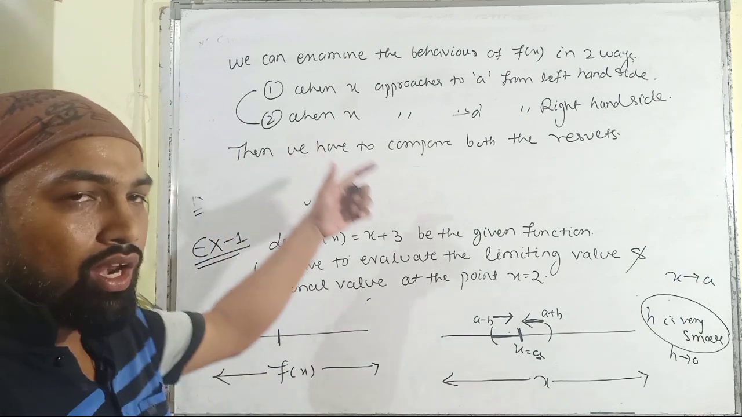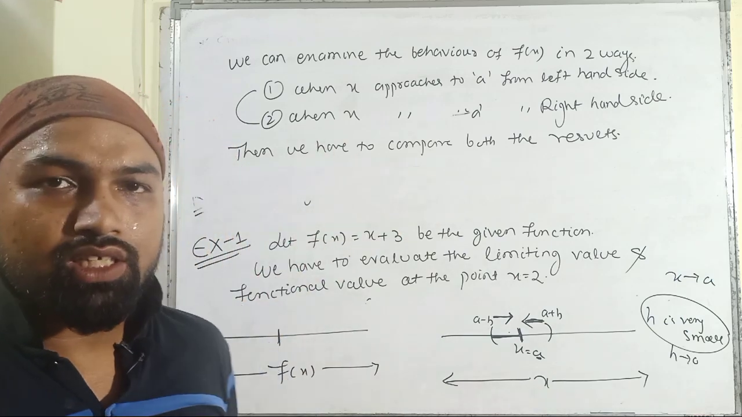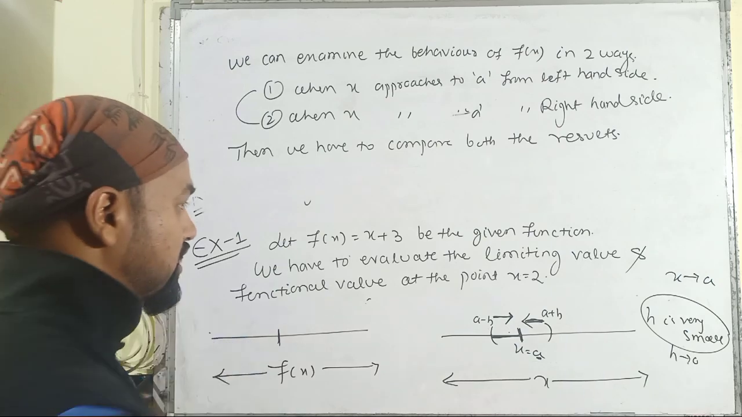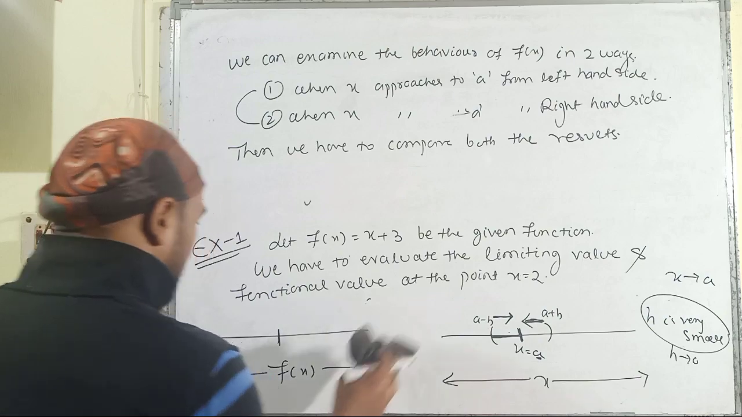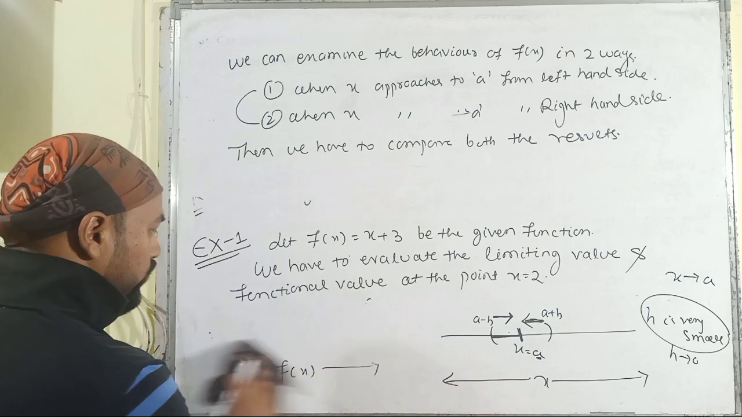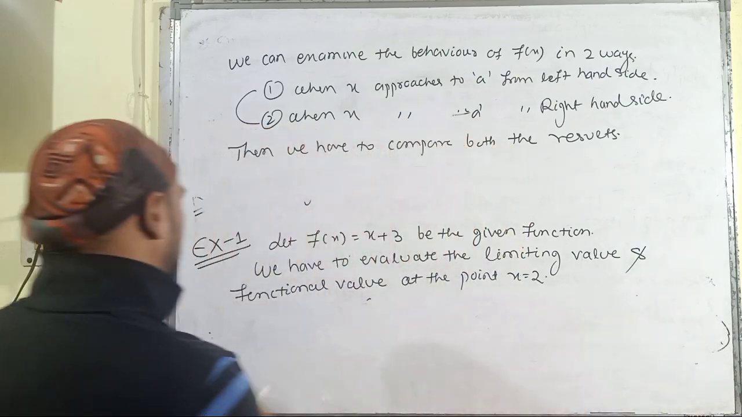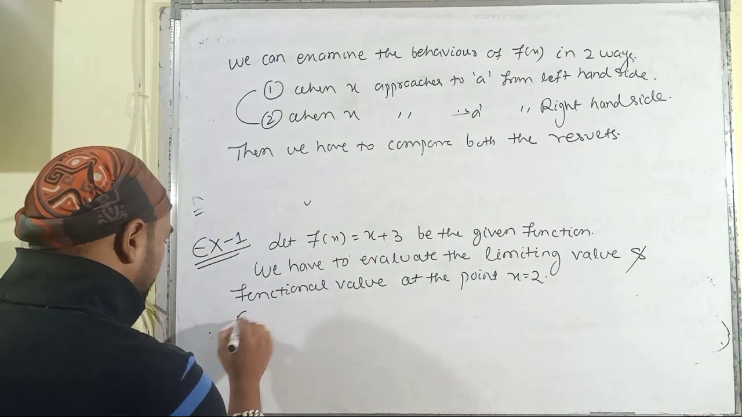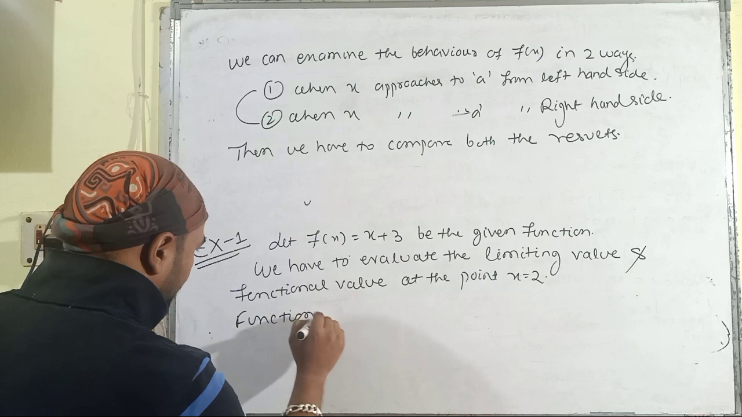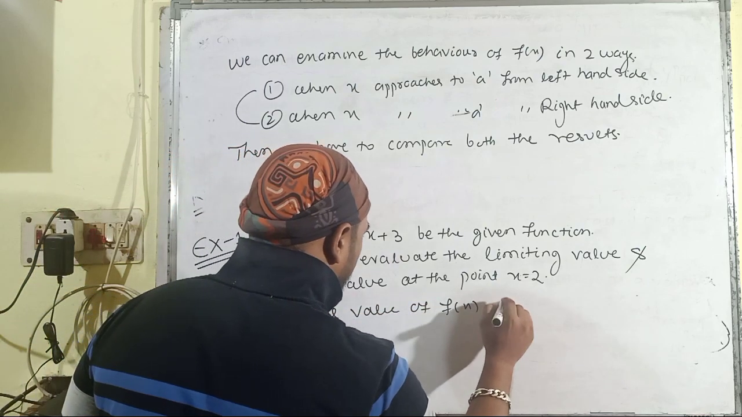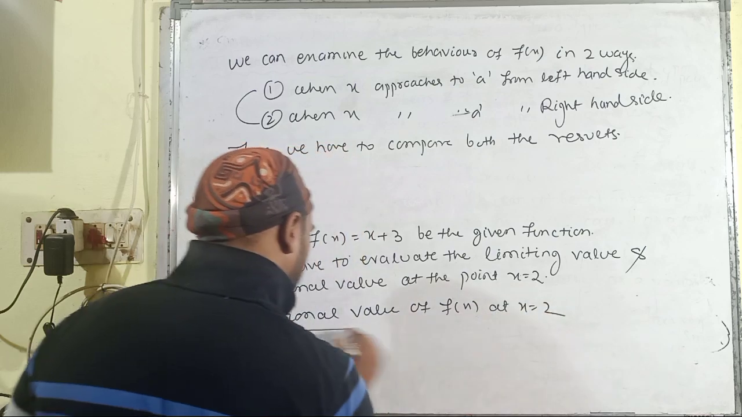If they are equal, then the limiting value exists. If they are not equal, then the limiting value does not exist. So let us check what results we are getting for the limiting value. Before going to the limiting value, first of all, let us find out the functional value here. Functional value of f of x at x is equal to 2.